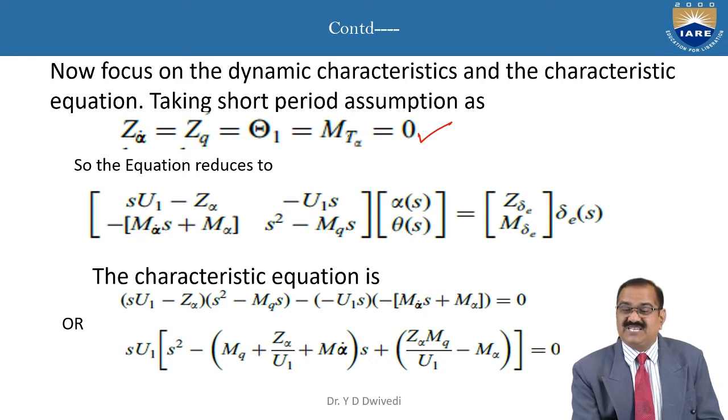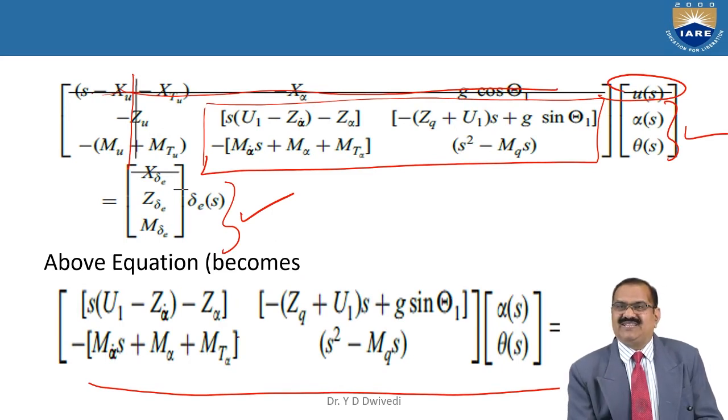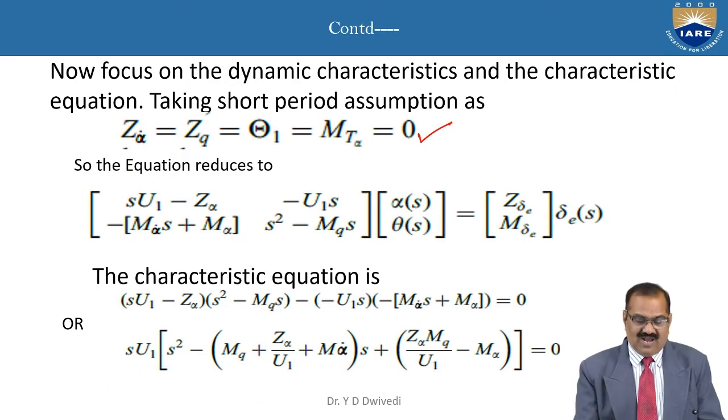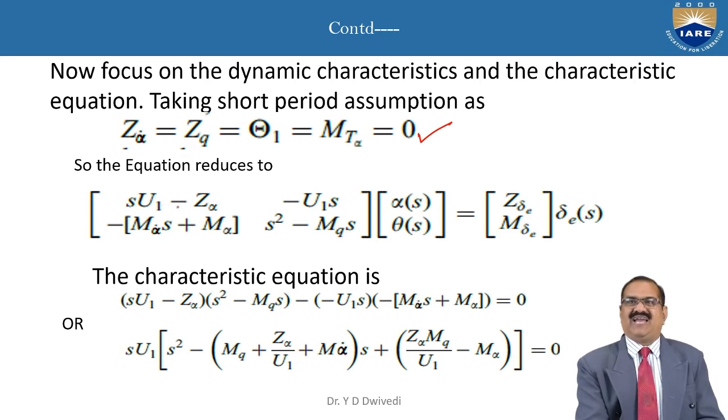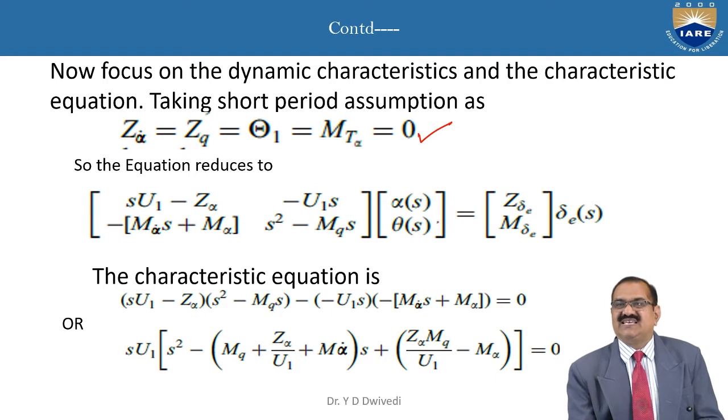So if we put this equation in the previous equation, wherever these items are there, all will become 0. So now you will have a new equation in matrix form: (sU1 minus Z alpha) and minus M alpha dot s plus M alpha s square minus M_q s. Here you will have minus U1 s alpha, s theta, s Z delta E, M delta E, delta E s.